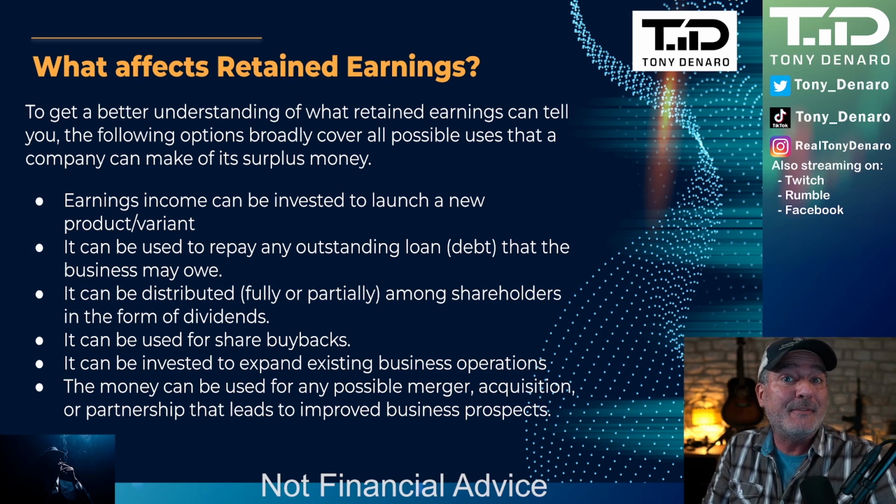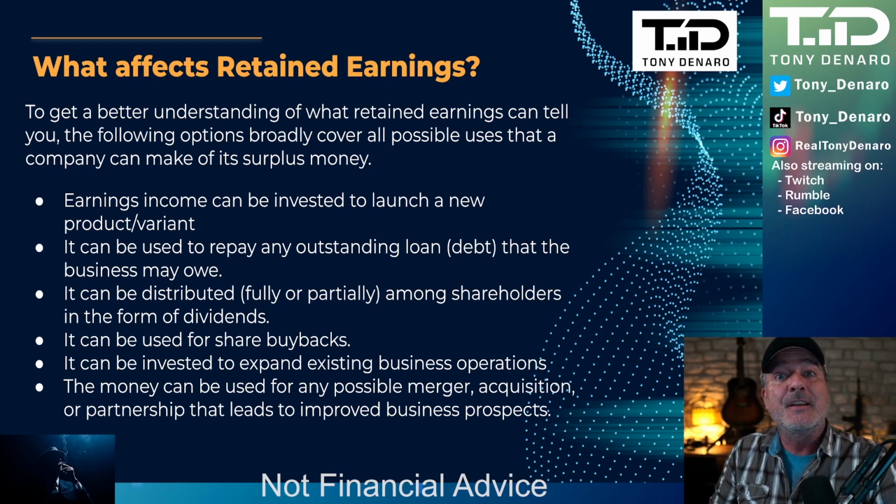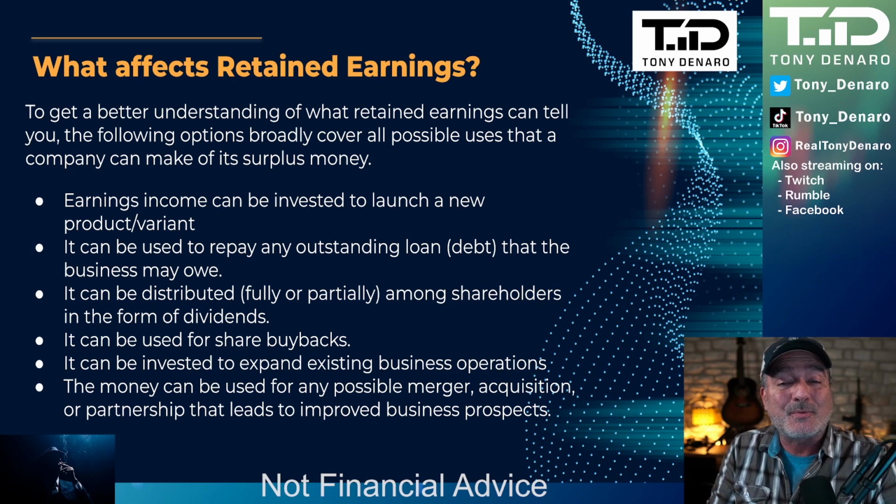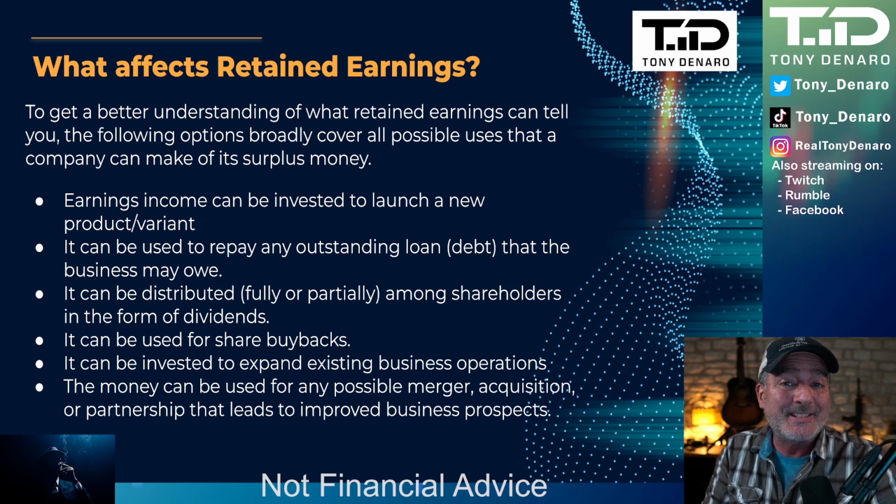On the flip side, when we see a negative retained earnings or an accumulated shareholder deficit, that might be a red flag to you as an investor that you need to spend some time digging deeper and understanding why this company is incurring losses. Why is that shareholder deficit accumulating?